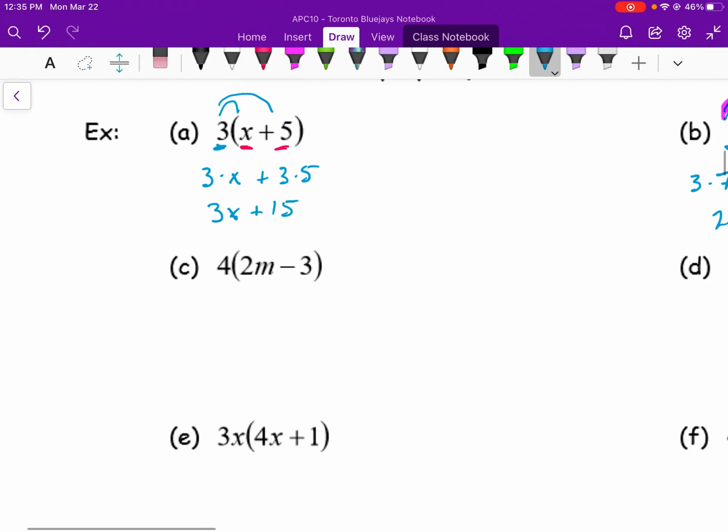All right, let's continue. 4 times 2m. Sorry, this should read 4 times 2m minus 3. Now what I notice is that there is a binomial here, 1, 2. So I need to make sure that 4 times 2m is 8m. 4 times negative 3 is negative 12.